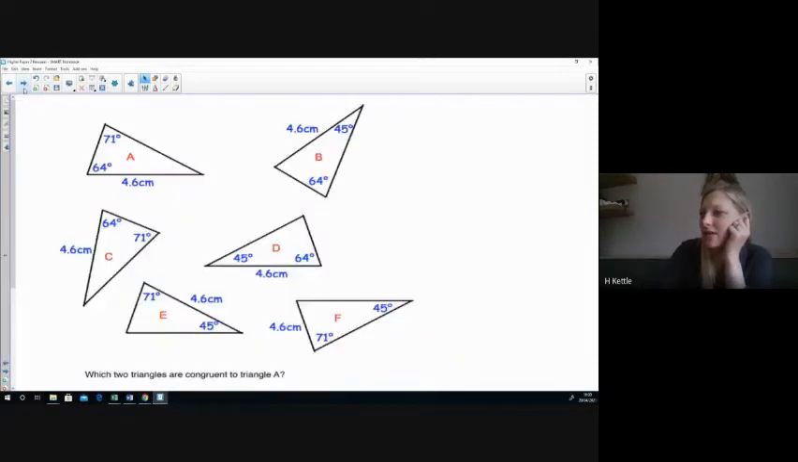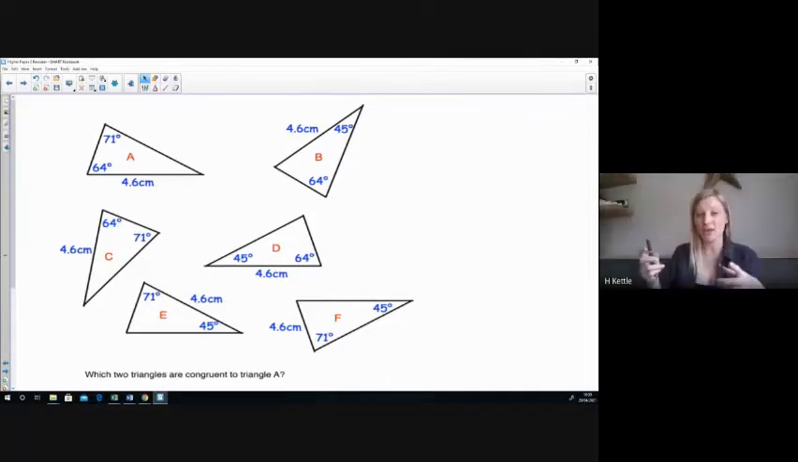So starting with congruent triangles. Congruent triangles just mean two triangles that are exactly the same. You could cut them both out, and you can flip them over and turn them around, but they would fit exactly on top of each other, okay? So we need them to be identical. So here we've got some triangles, and we want to know which two triangles are congruent to A.